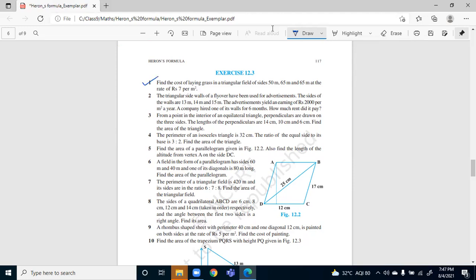Find the cost of laying grass in a triangular field of this dimension at the rate of 7 rupees per meter square. So I am given a triangular field and I have to lay grass in it. So I have to calculate the cost of laying grass. I am given that the cost of 1 meter square is 7 rupees. So what is the way of doing this question? Anyone who has understood it, please raise your hand. How to do question number 1?